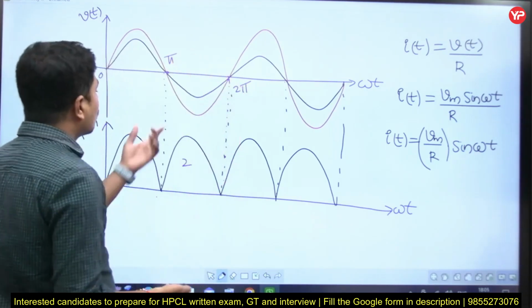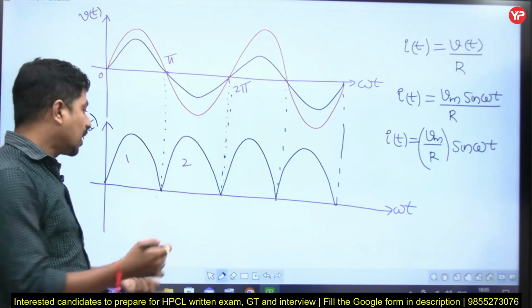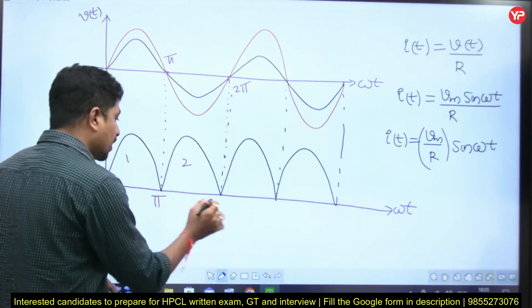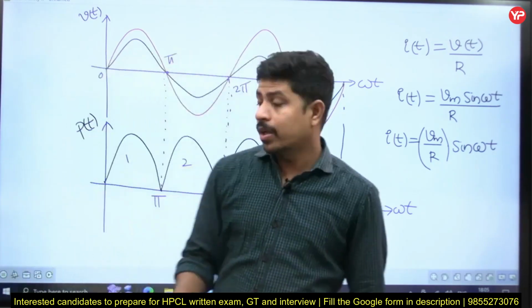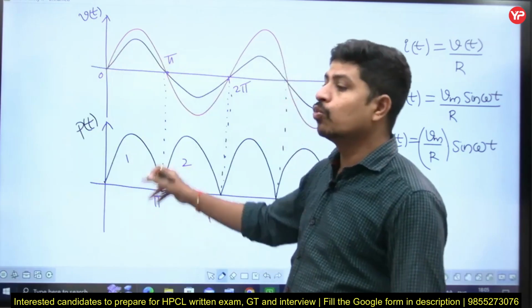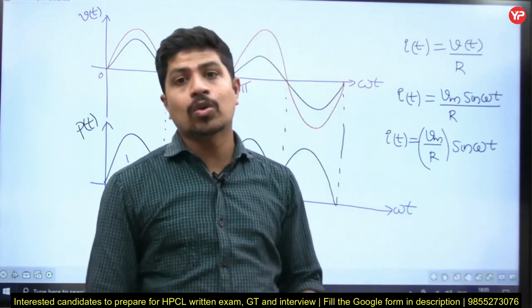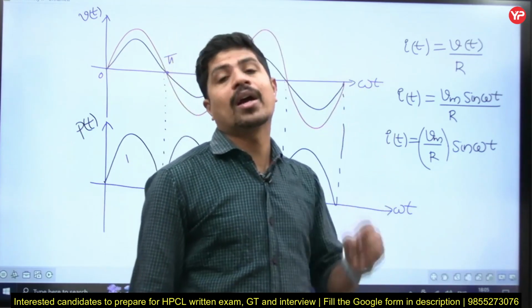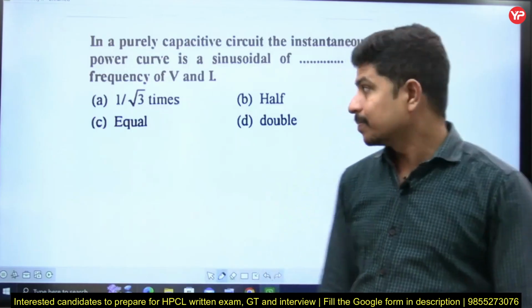So I am getting one full cycle for 2 pi. 360 degrees means one full cycle. But here for pi radians or for 180 degrees itself I am getting one full cycle. For 2 pi radians or 360 degrees I am getting 2 full cycles. So power frequency is 2 times the voltage or current supply frequency. Let's go to the next question.